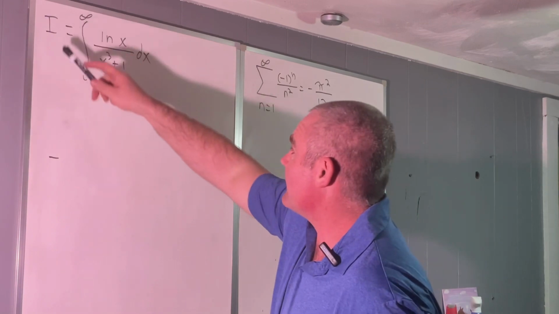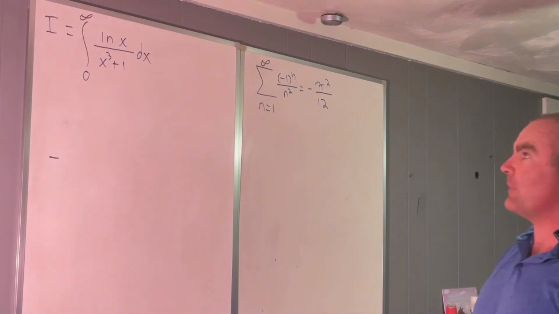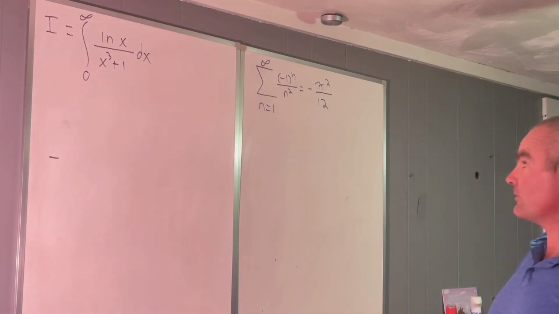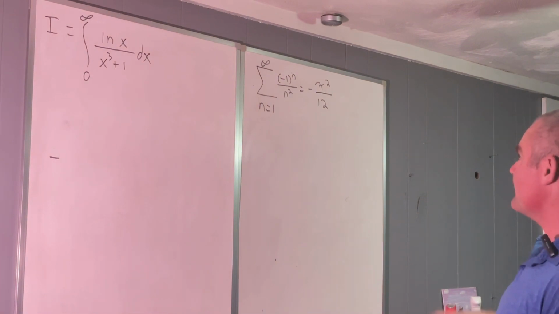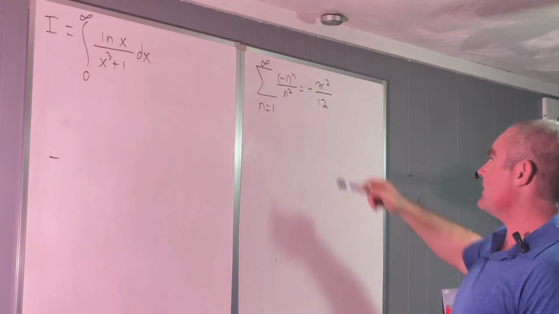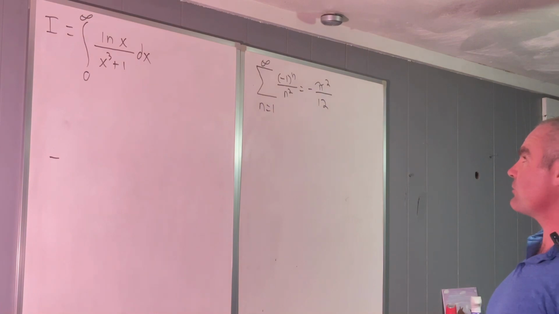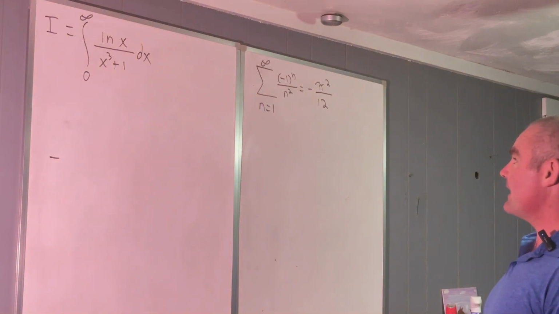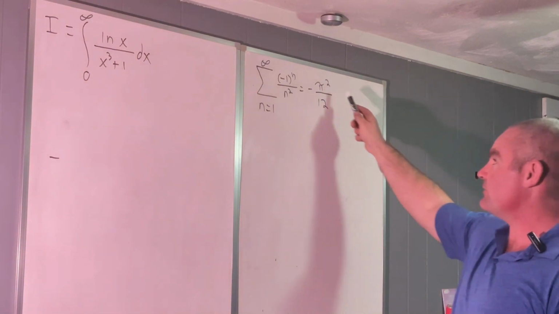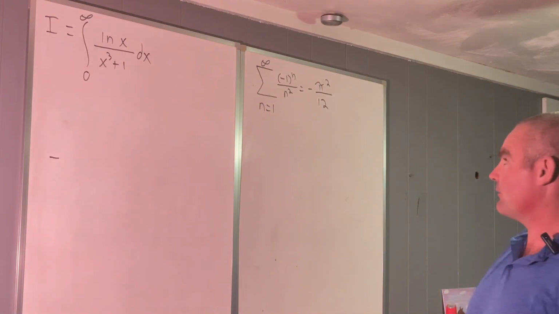Today we're going to be evaluating this integral that I got off the channel Michael Penn. I've been doing a lot of integrals that I got off of his channel lately. We're going to use the alternating sum of the reciprocals of the squares to solve it. And we're also going to be using another identity that I'm going to derive right now.